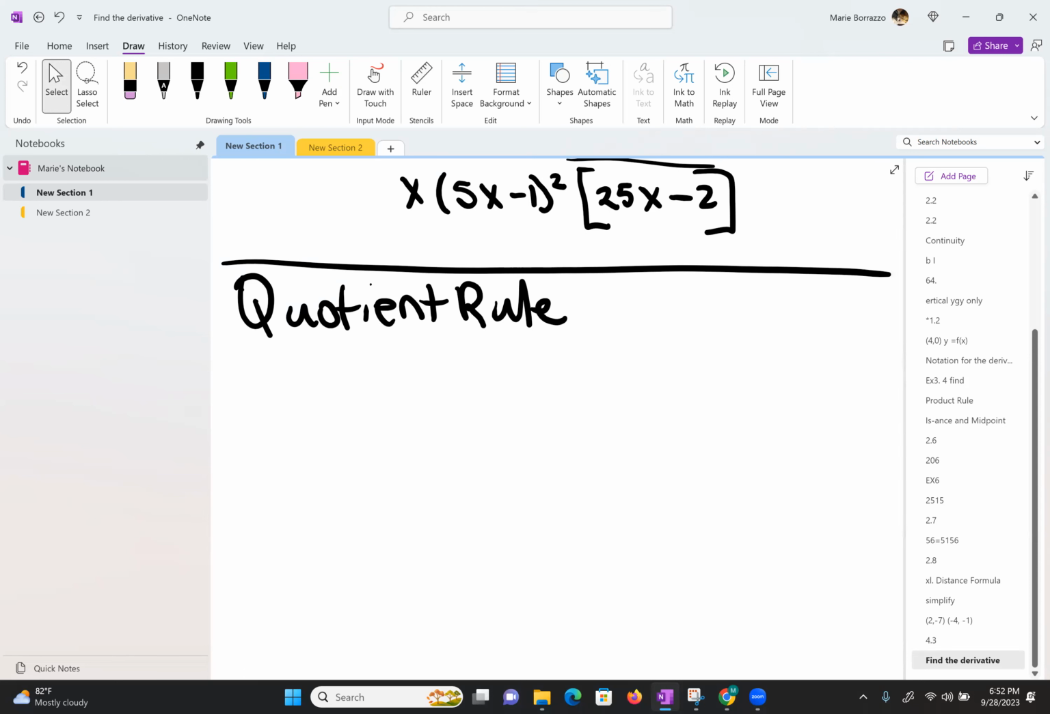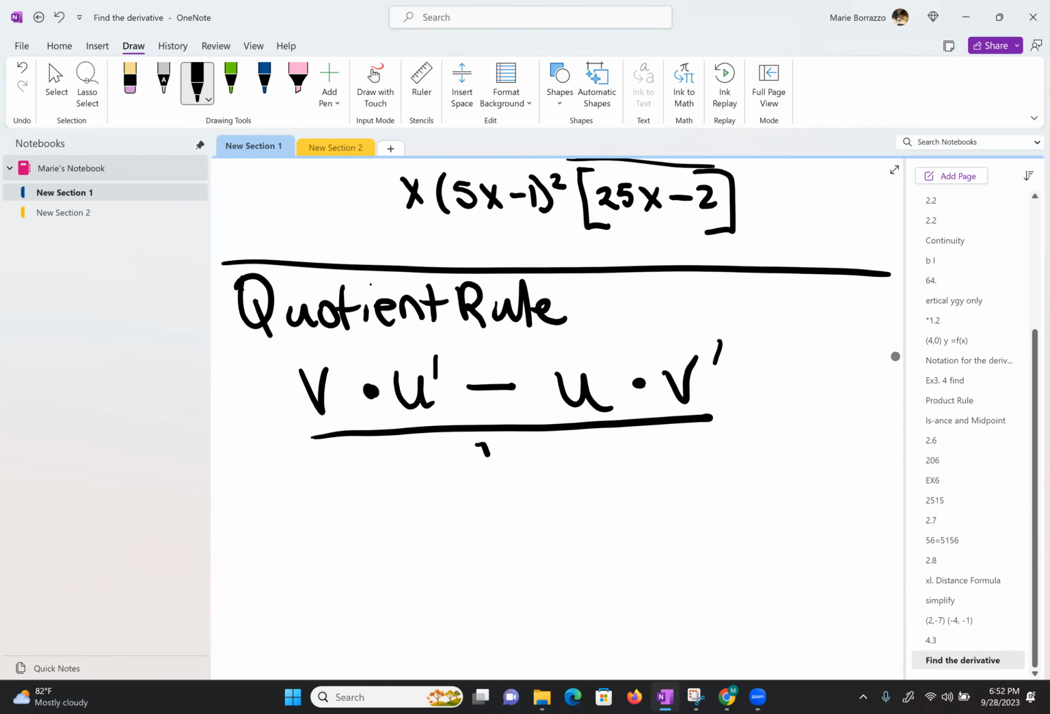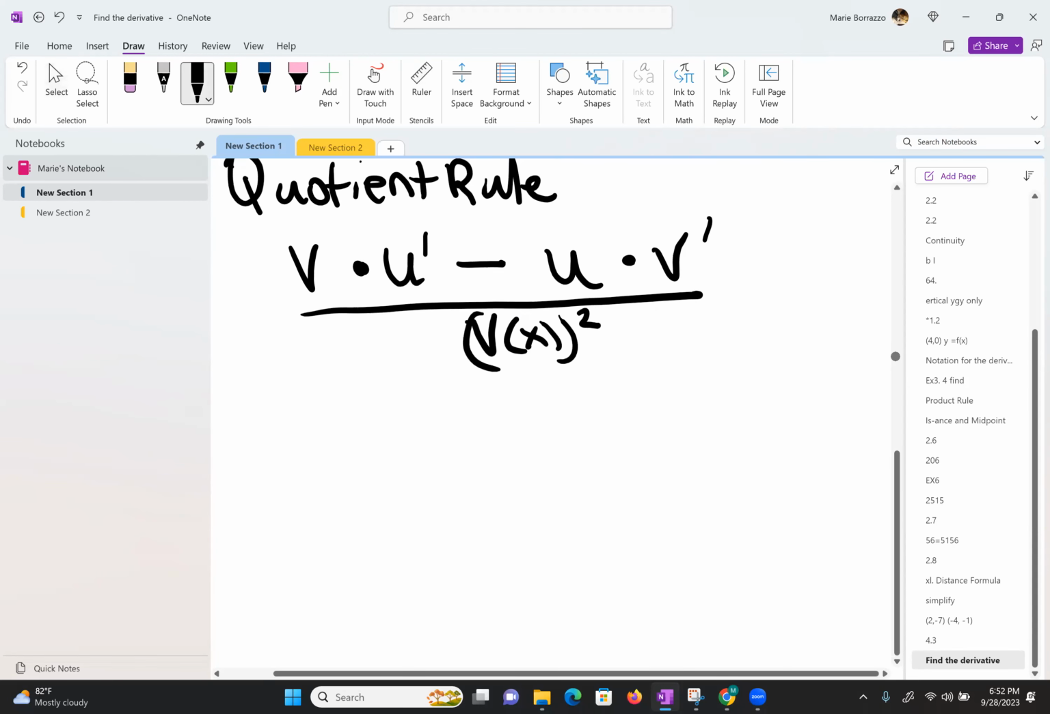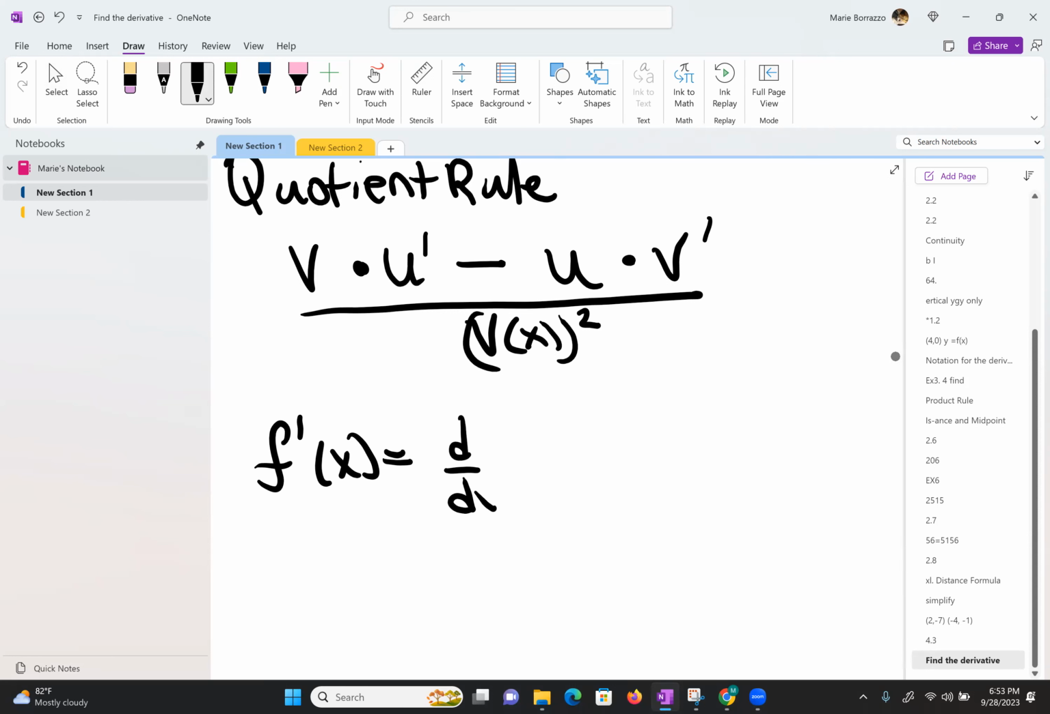Yeah. So quotient rule says the second function times the derivative of the first, and this matters as far as order because it's subtraction, minus the first function times the derivative of the second function, and this is written over the second function squared. The reason why I say first function, second function: I'm looking at the derivative of two functions, one divided by another. So it's typically u of x divided by v of x. So when I say second function, I'm referring to the denominator.